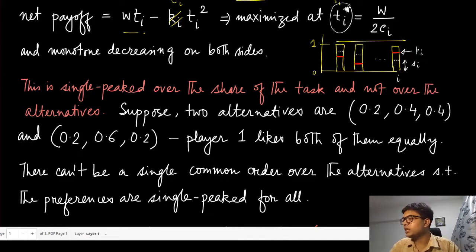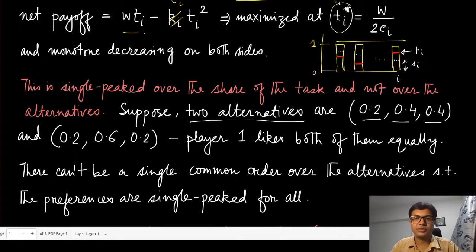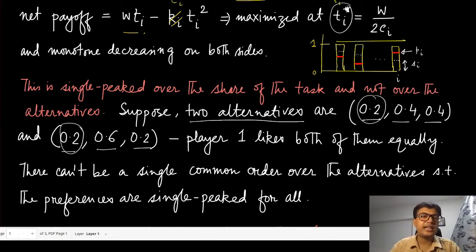Suppose there are two alternatives, and there are three agents. The first alternative is 0.2, 0.4, 0.3, which is the share that is given to each of these players, and the second alternative is 0.2, 0.6 and 0.2. Then player 1 actually likes both of them equally because the share that this agent gets is exactly the same. So there is a certain amount of indifference. These two alternatives are indifferent to player 1.